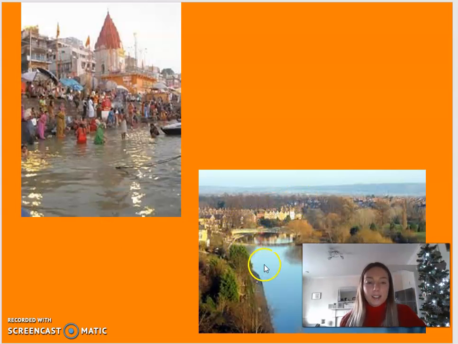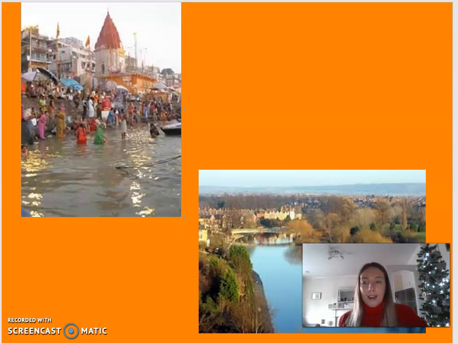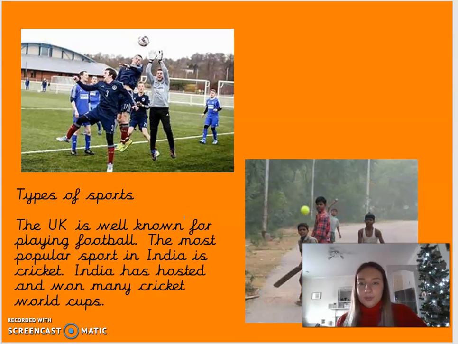So we know that this here is the River Severn, and we know the River Severn is the longest river in England, and we're lucky enough to have this river flowing through our county of South Gloucestershire. And then the longest river in India is the Ganges, which we looked at last lesson. So we both have different rivers in our countries.